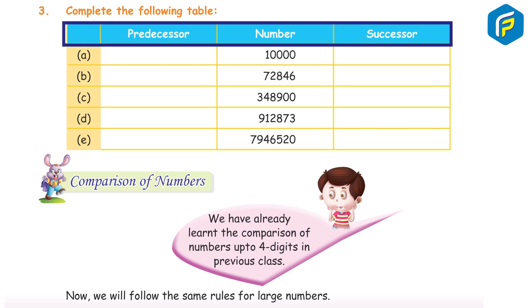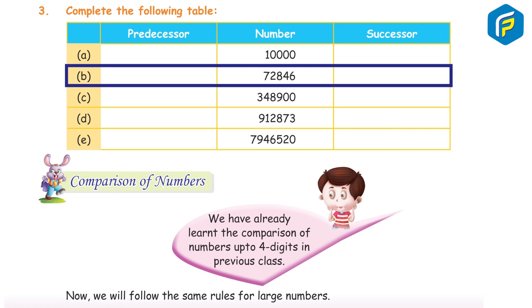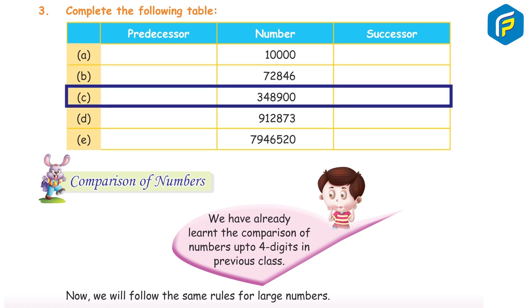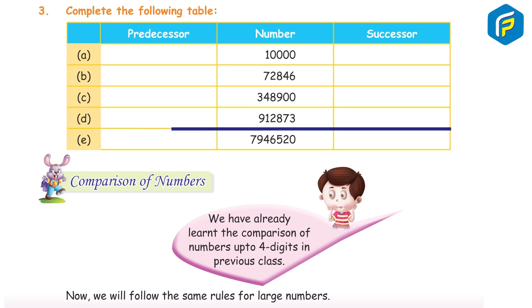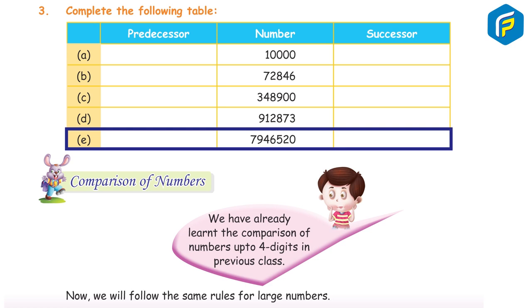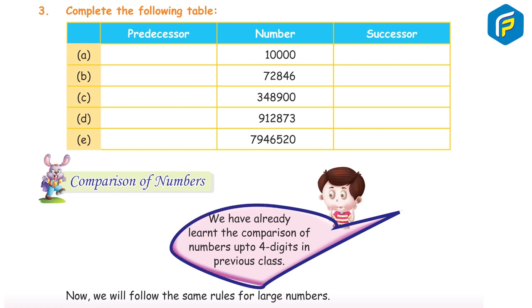3. Complete the following table. Predecessor, number, successor. 10,000, 72,846, 3,48,900, 9,12,873, 79,46,520.